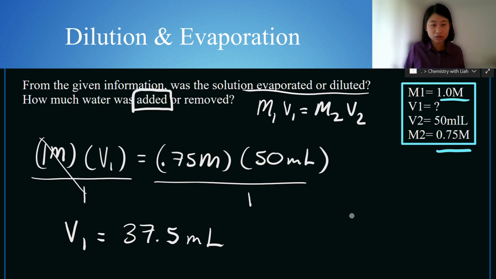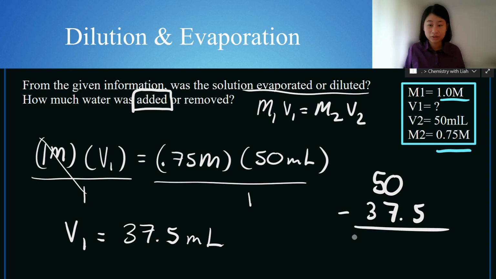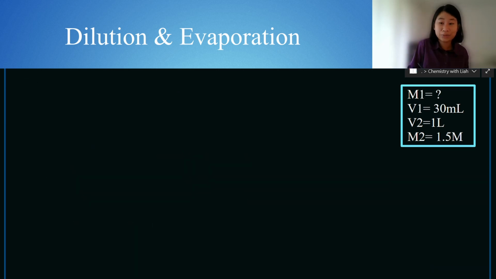So what we're going to do is just find the difference. So final volume minus the initial volume should give us how much water we added. This turns out to be 12.5 ml. So this is how much water was added. Let's try out another problem.